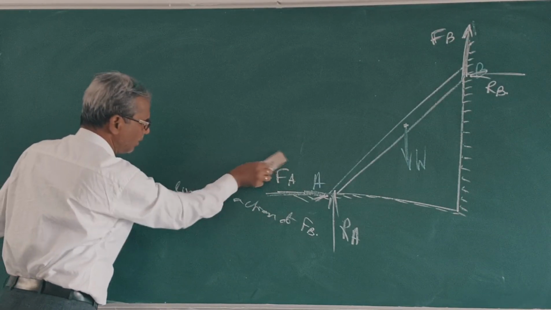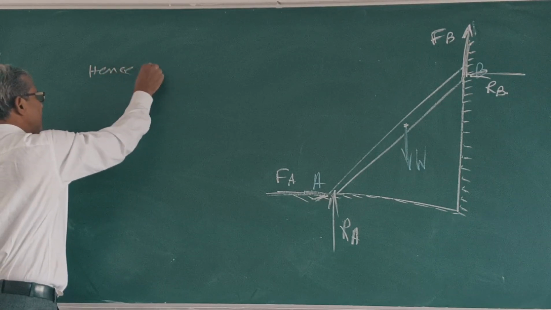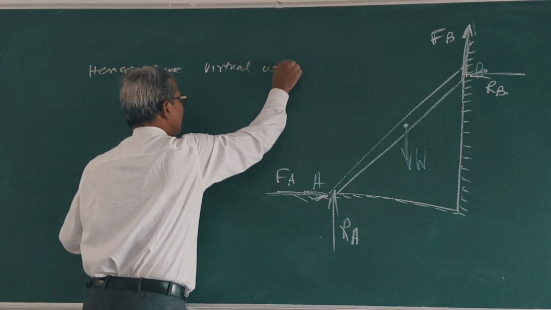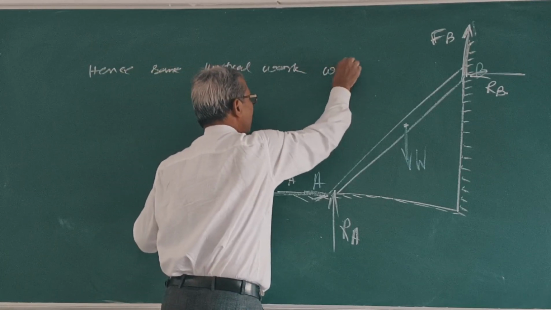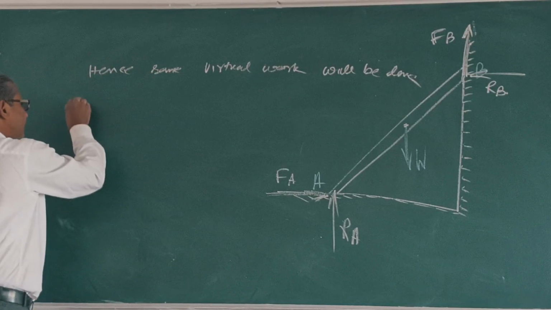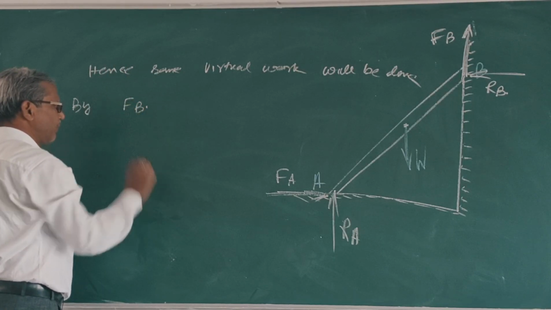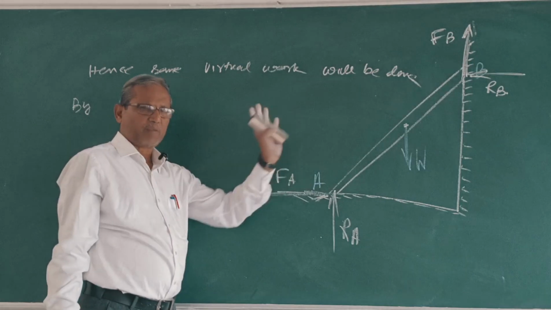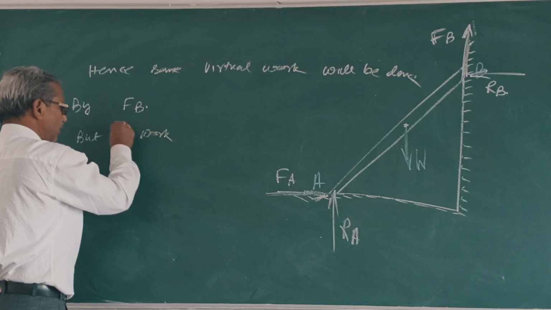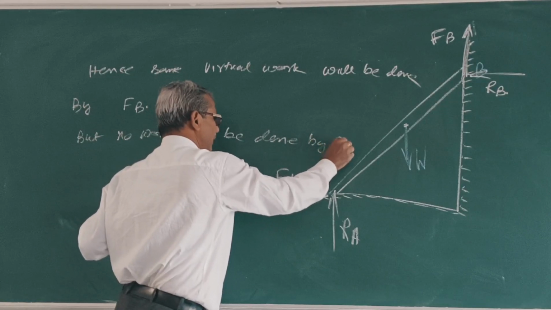Hence, some virtual work will be done by RA, but no work will be done by RB. Clear?